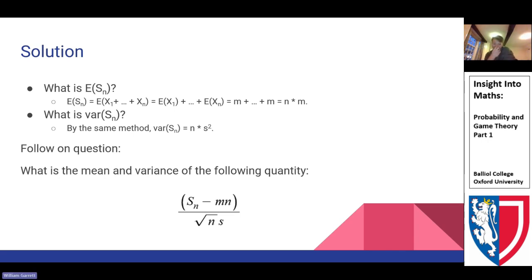Okay. So as we all said, the expectation of Sn is just the sum of the expectations, which is n times m. The variance is the sum of the variances, which is n times s squared. So now, what we're going to do is subtract mn from Sn. We're going to divide by square root of n times s. Now, I'd like to know what is the mean of this quantity, as in what is the expected value, and what is the variance. And we're going to use the same rules that we saw before.